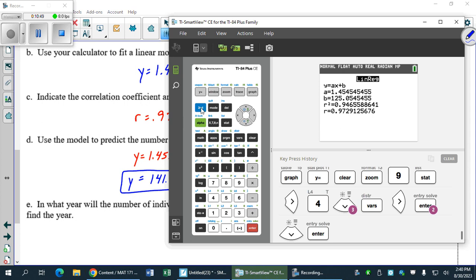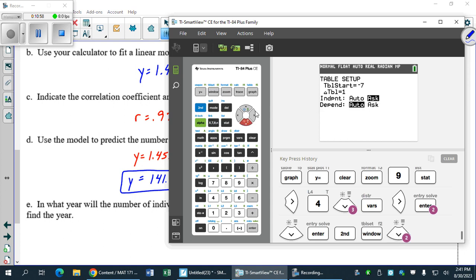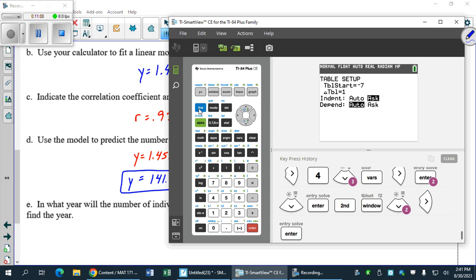How do we do this in the calculator, though? First step is we need to set up our table. So you're going to hit second window. And you just want to arrow down and make sure that yours looks like mine, where ask is highlighted on the independent and auto on the dependent. If it doesn't, you just arrow over to ask and hit enter. Okay. And then hit second mode. And then hit second graph.